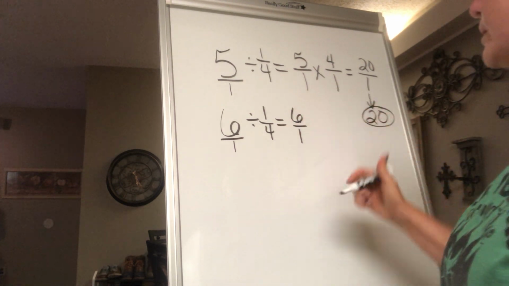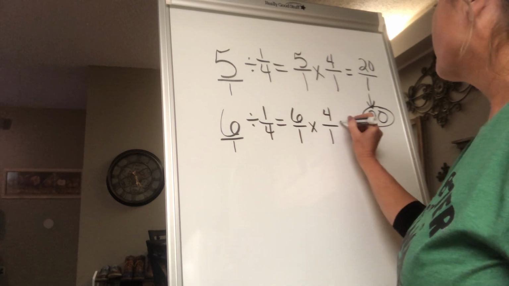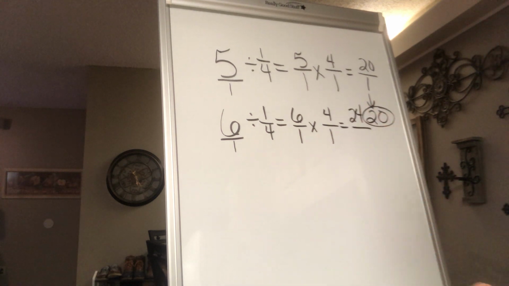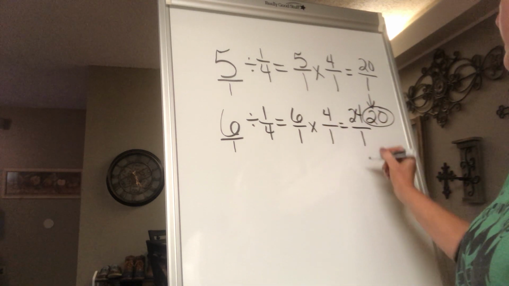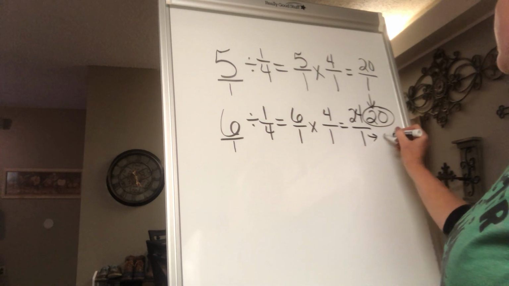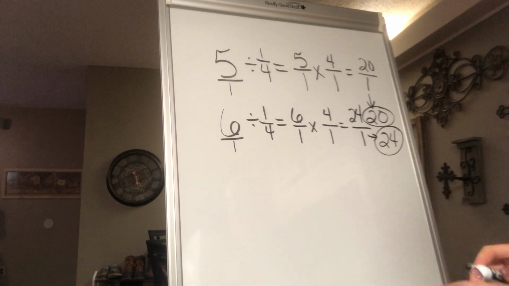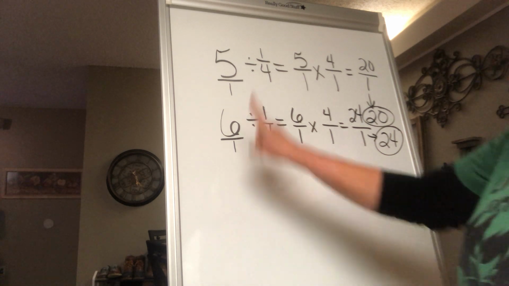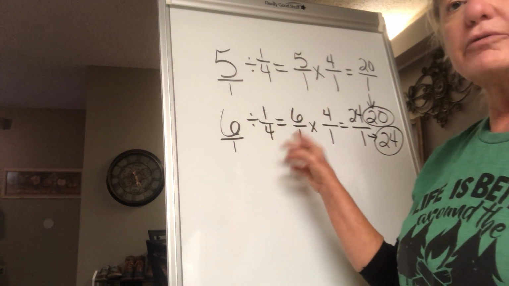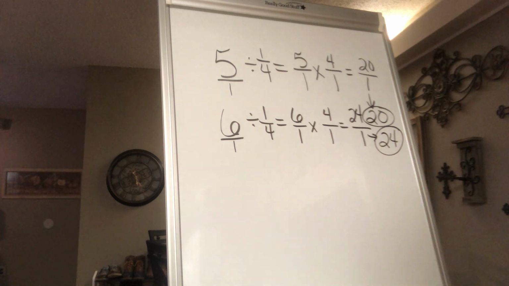We flip the second, and we multiply. 6 times 4 is 24. 1 times 1 is 1. And 24 over 1 is equal to 24. And that's reasonable because I just said a minute ago that I went from 5 to 6, but I was still just dividing it by fourths. So I should have a little bit higher number.